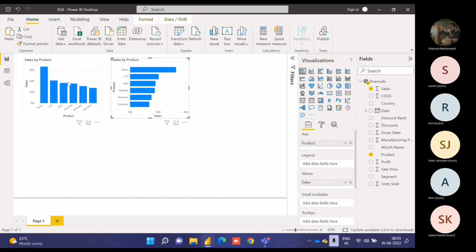So the difference between the two is that one is horizontal and the other is vertical. If you have horizontal categories like this, it is called the bar chart. And this is the column chart. That's the basic difference between the two.